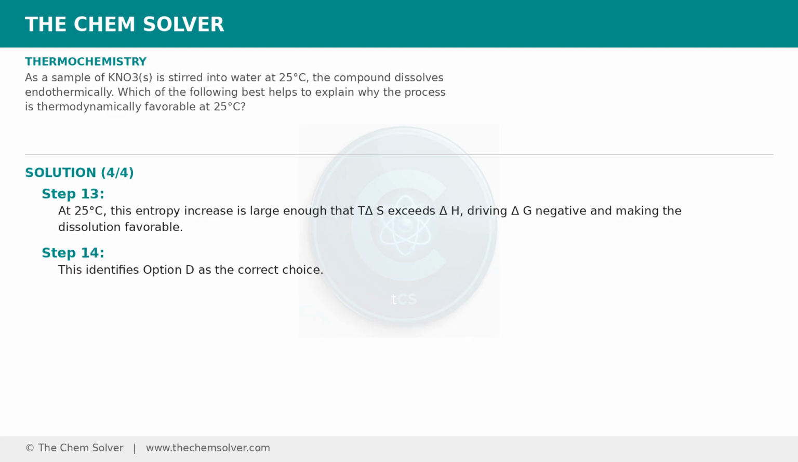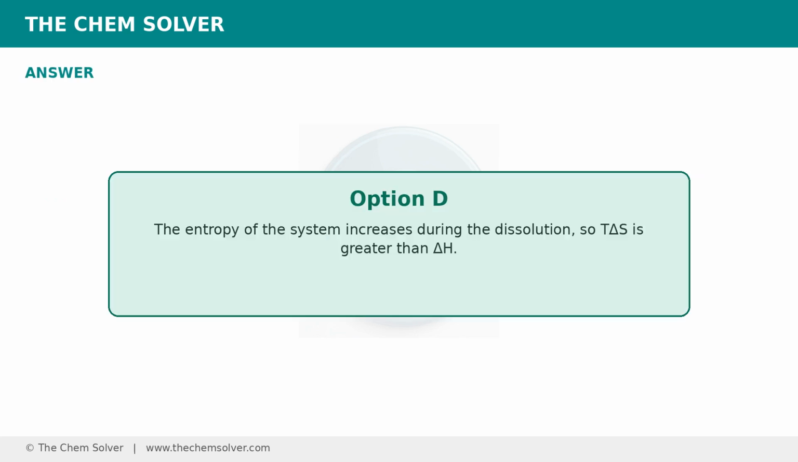At 25 degrees Celsius, this entropy increase is large enough that T delta S exceeds delta H, driving delta G negative and making the dissolution favorable. This identifies option D as the correct choice. The correct answer is option D. The entropy of the system increases during the dissolution, so T delta S is greater than delta H.